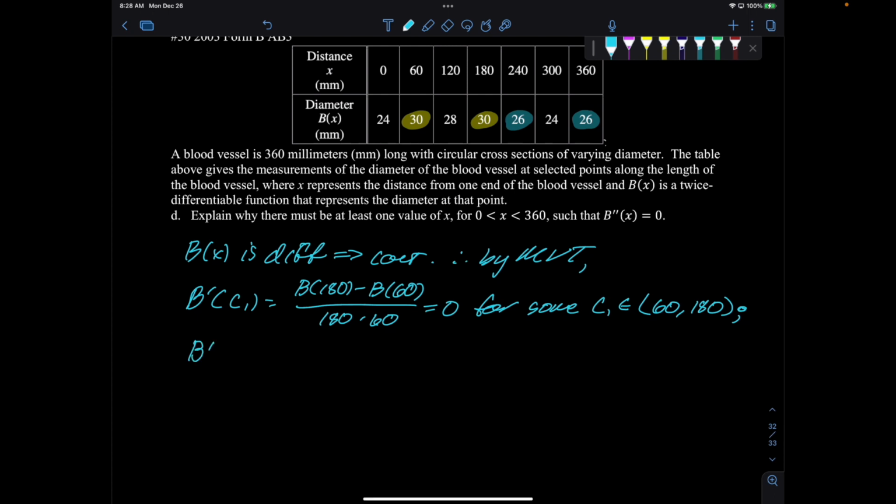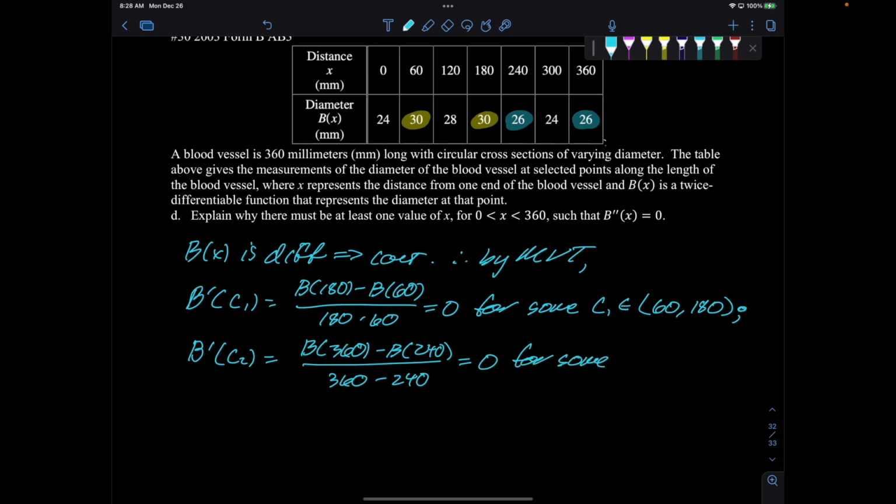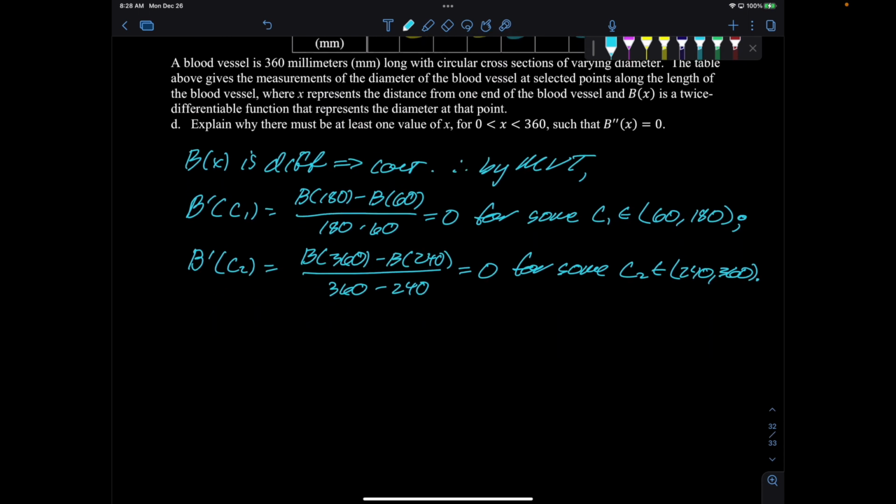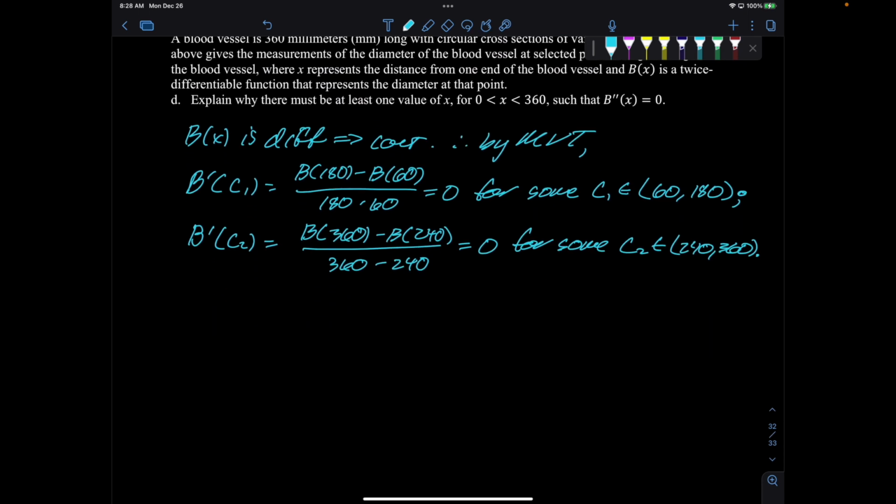B prime of C2 is going to be b of 360 minus b of 240 over 360 minus 240. This is the same argument, for some C2 an element of (240, 360). Okay, so now we do the same thing, but we do it for b double prime.